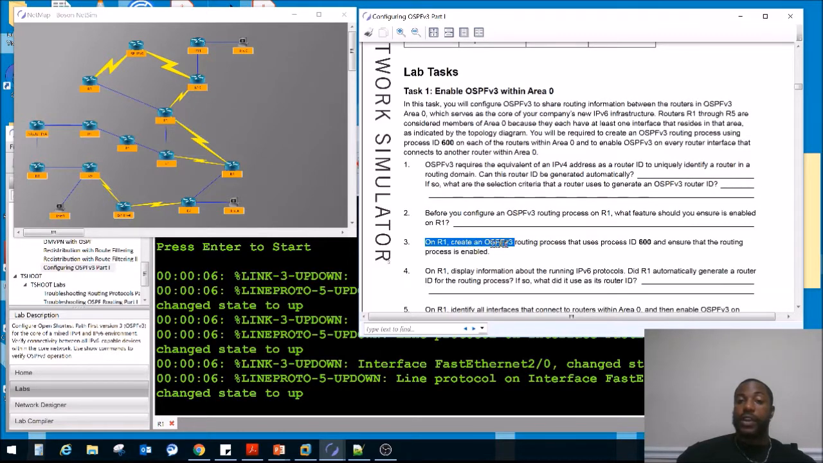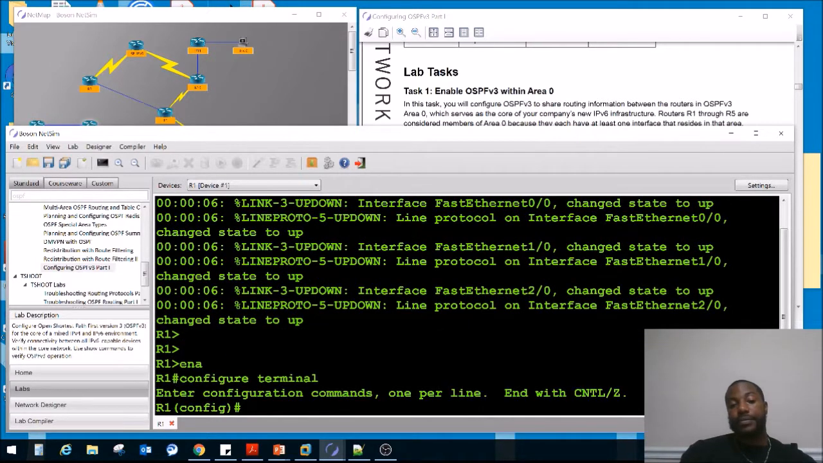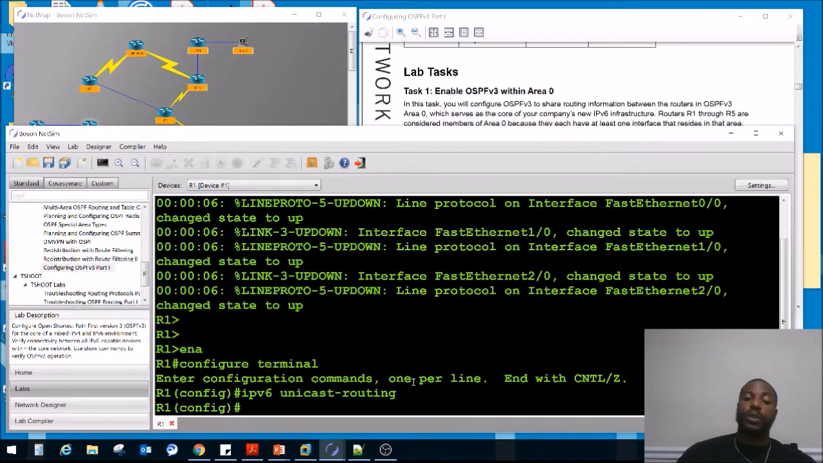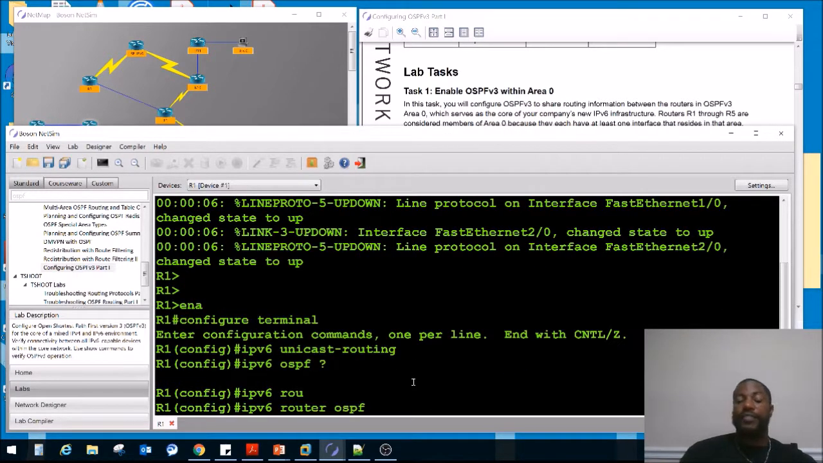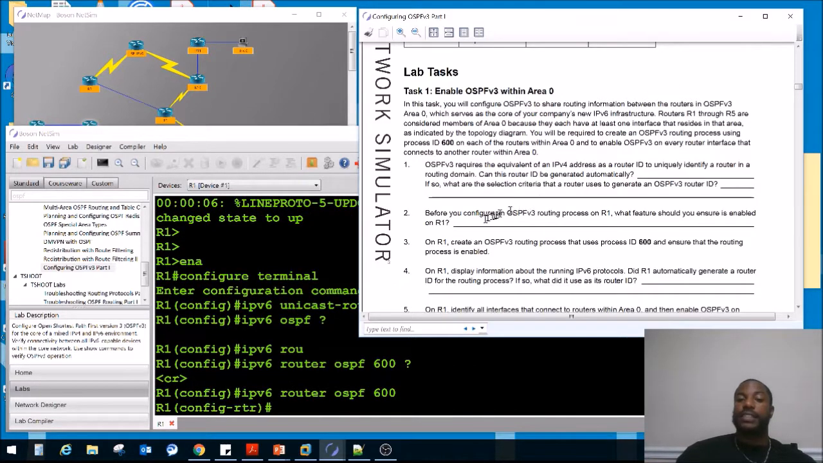On router 1, create an OSPFv3 routing process that uses process 600 and ensure that the routing process is enabled. So we're going to go to router 1, which is located here. Let's make sure IPv6 is enabled. You remember how to do that? ipv6 unicast-routing. That turns on IPv6. Then they want us to use process ID 600 and ensure the routing process is enabled. So we are going to do ipv6 ospf 600, right? And I don't believe we need anything else. Now we're in the process. We ensure that it's enabled, I believe, that way, right?